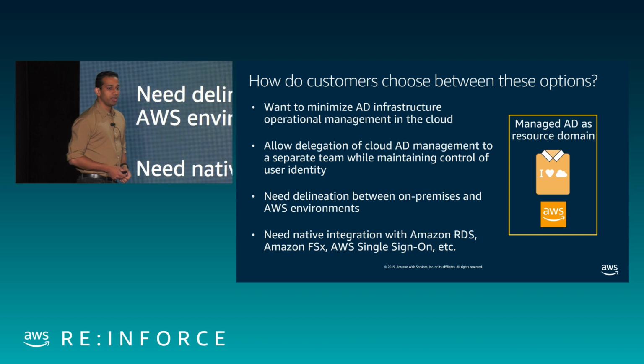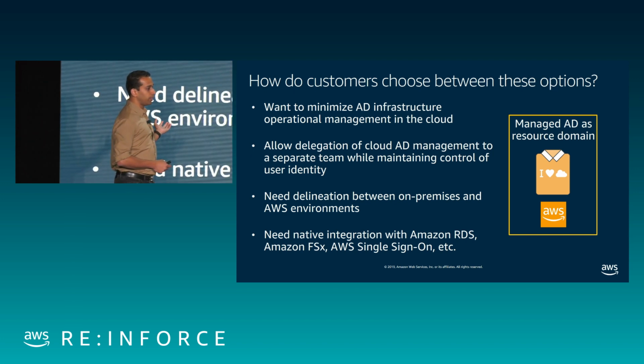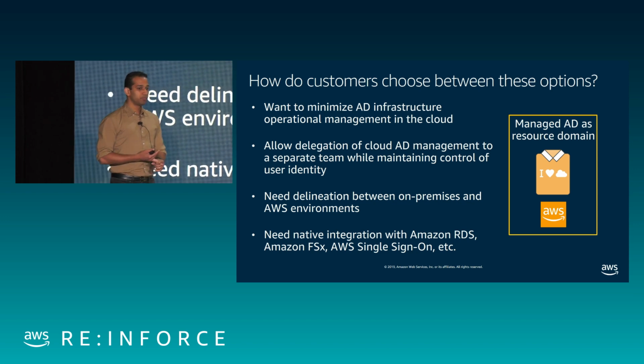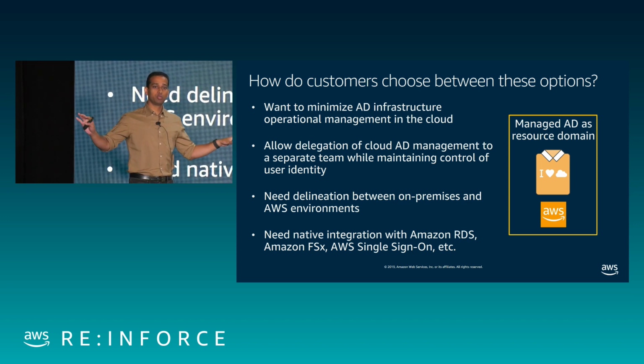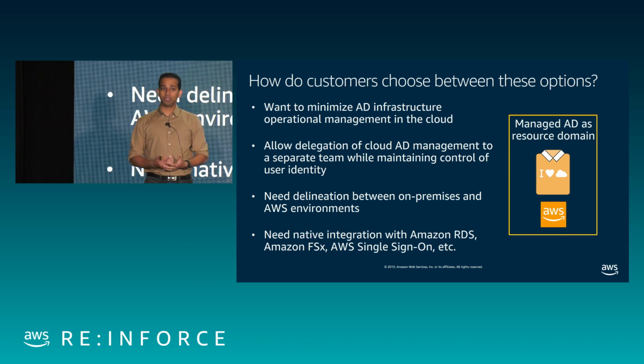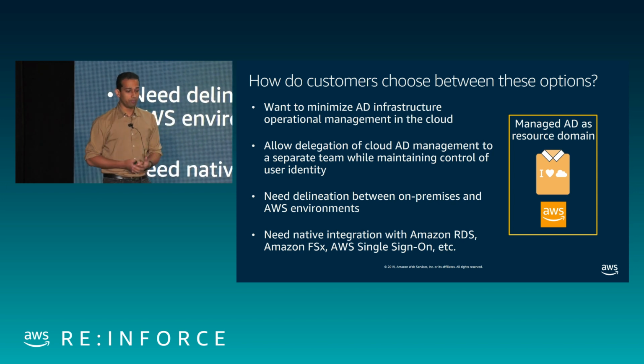Third, delineation between on-premises and AWS environments. There's a lot of reasons why folks want to delineate. It could be security, it could be compliance. So in terms of AD, they want to see this as two separate environments. They don't want to see it as one environment. So if there's an issue with one, you're not propagating that back and forth, right? So that's one of the top reasons people choose the resource domain model and do managed AD.